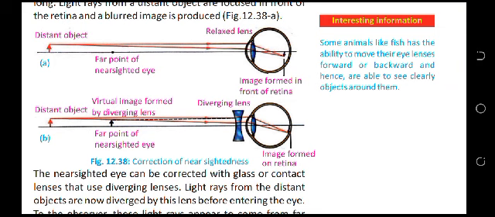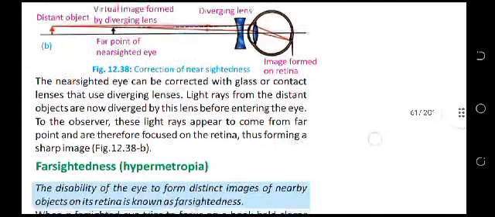Interesting information. Some animals like fish have the ability to move their eye lenses forward or backward, and hence are able to see clearly objects around them.